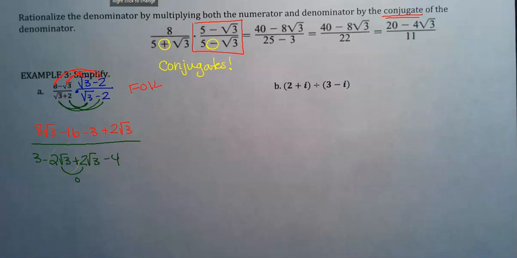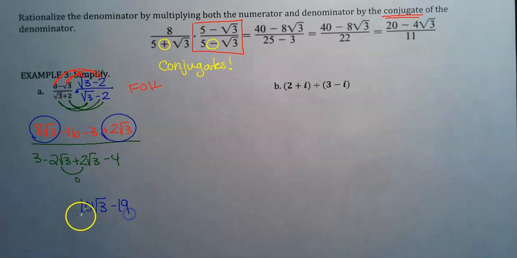Okay, so let's see what we can combine. We have 8 times the square root of 3 plus 2 times the square root of 3. Those are like terms. So 8 plus 2 is 10 times the square root of 3. And then negative 16 minus 3 is negative 19. Like I said, these two terms equal 0. So we have 3 minus 4.